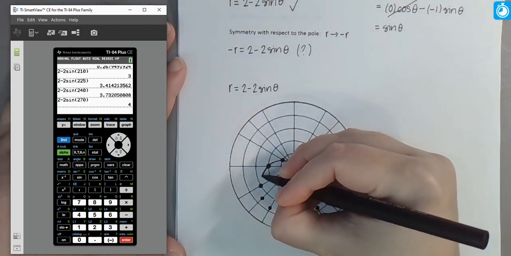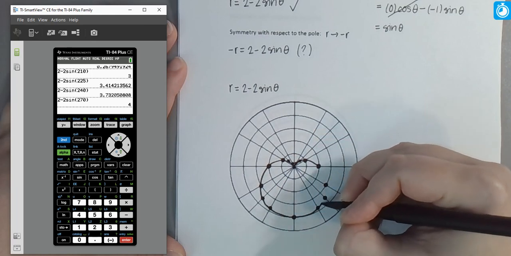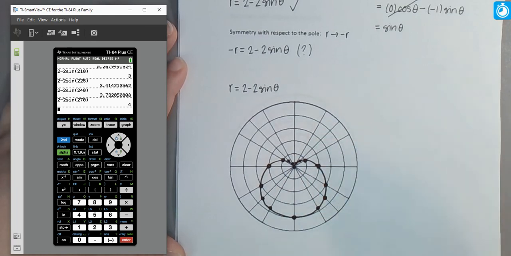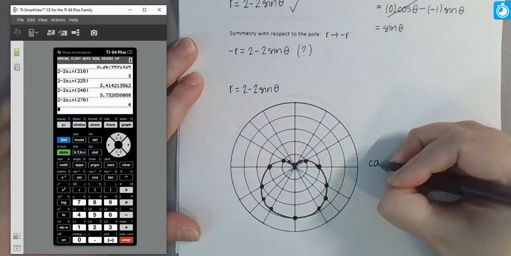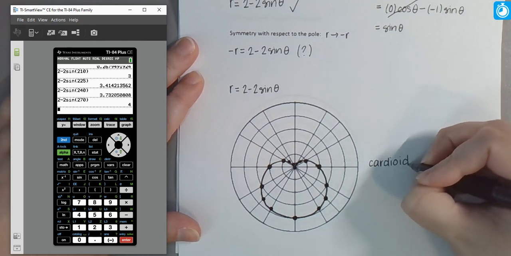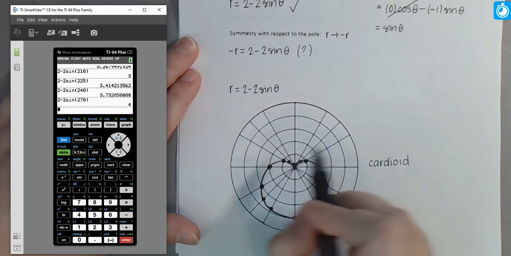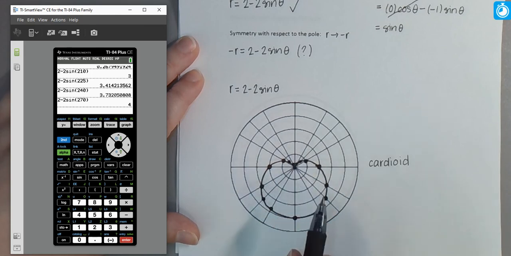And so if I continue tracing, we're going to have a graph that looks like that. So I think it looks kind of like a lima bean, if you've ever had any lima beans. What we actually call this is a cardioid. And you can probably guess from the root of that word why we're calling it a cardioid. It's shaped like a heart, so it's a heart-shaped graph. Cardio for heart, cardioid for a heart-shaped graph.